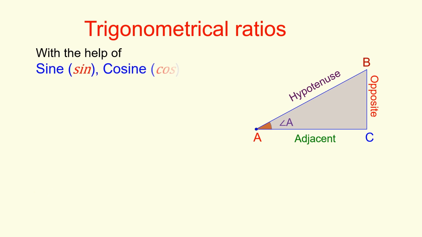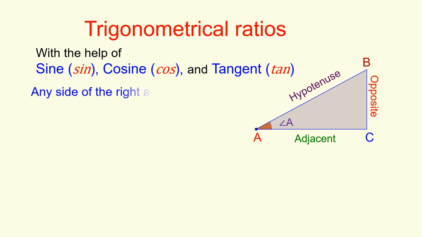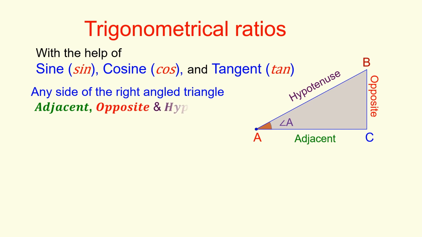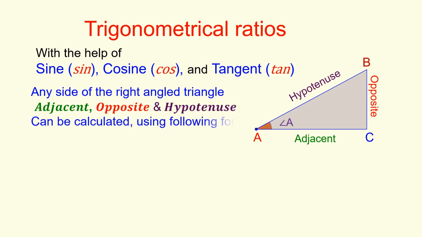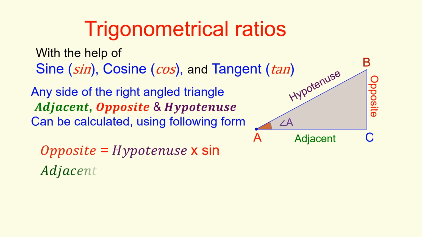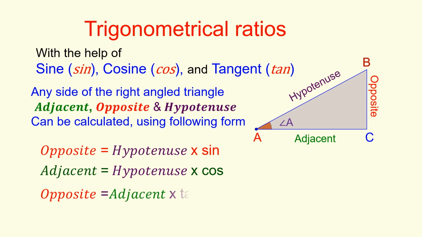With the help of sine, cosine and tangent, any side of the right-angled triangle, adjacent, opposite and hypotenuse, can be calculated using the following forms. Opposite equals hypotenuse into sine. Adjacent equals hypotenuse into cos. Opposite equals adjacent into tan.